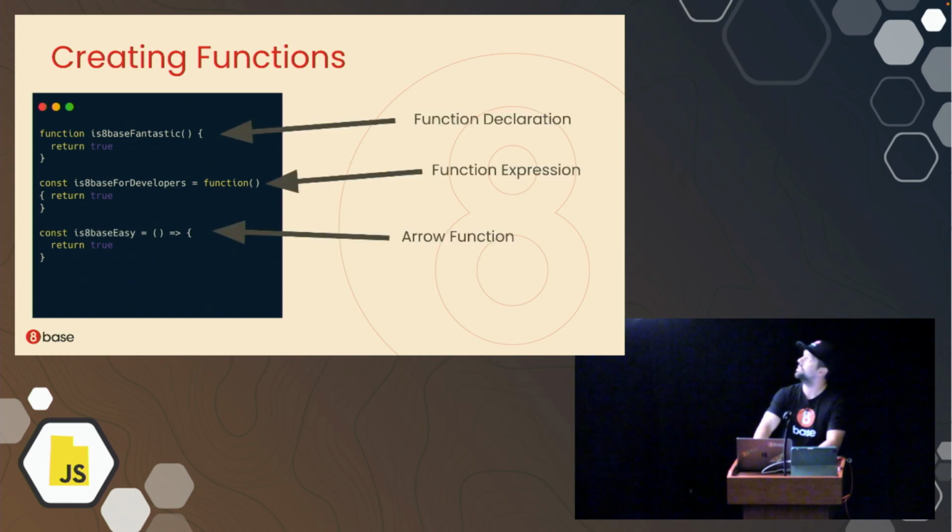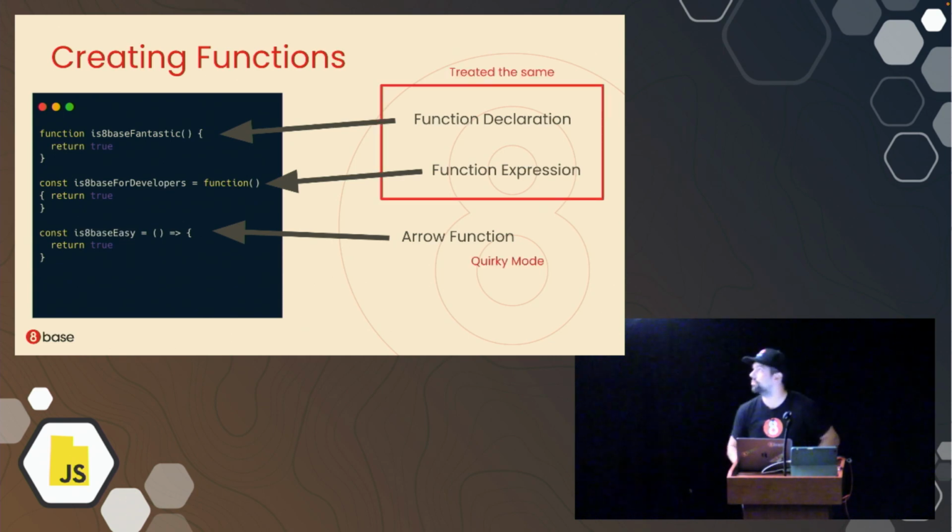So the first is called a function declaration. This is when we're declaring a function. The second is a function expression. This is where we create it as an expression and we can assign it to something or do other stuff. And the third is an arrow function. Now, function declarations and function expressions are generally treated the same. However, there are a couple of nuances that I will go into. Arrow functions, I generally refer to them as function quirky mode because it's got a lot of little weird things that it does that we'll go through as we're getting along.